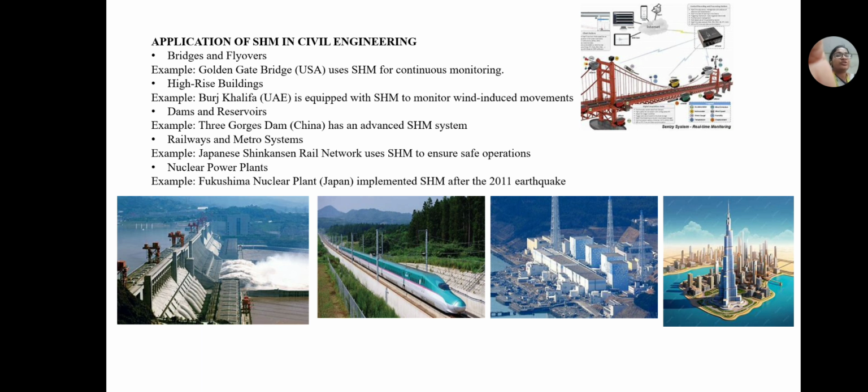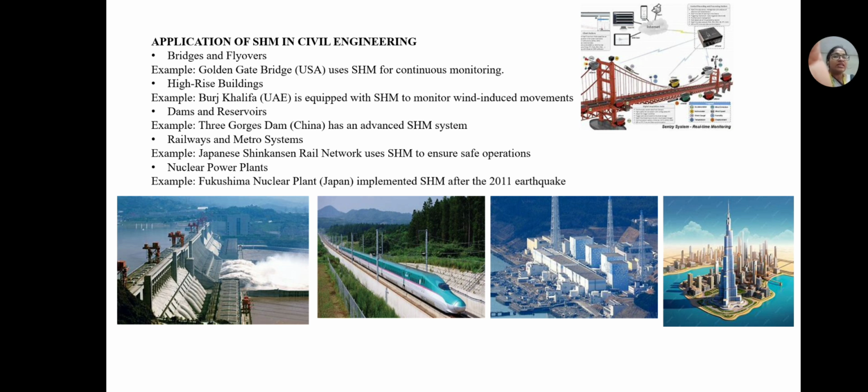Application of structural health monitoring in civil engineering. Structural health monitoring is applied in civil engineering for various purposes. It is applied in bridge construction, high-rise buildings, dams, railways and metro systems, and nuclear power plants. In bridges, sensors are installed to measure the impact of traffic and wind load. They are also used to measure the condition of the bridges. For example, in the Golden Gate Bridge, structural health monitoring is used for continuous monitoring.